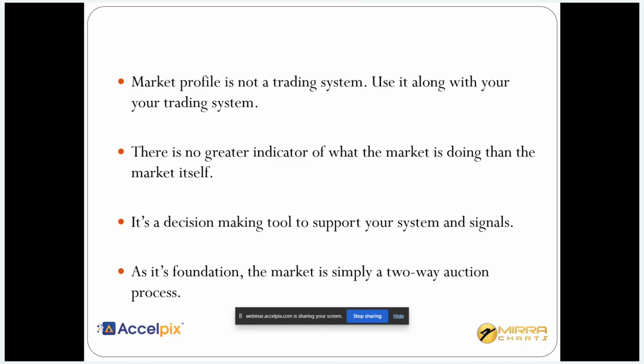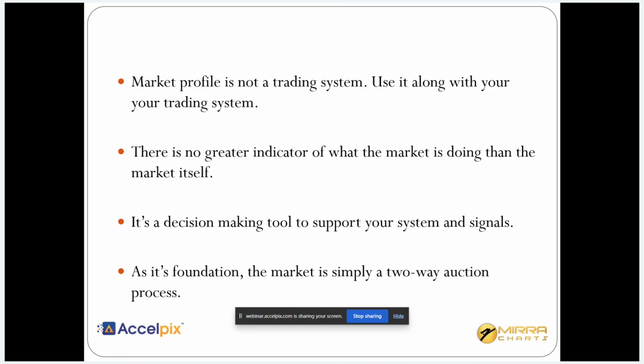I use market profile in a pretty different manner, where I find what is happening and what the sequence of the price is going to be after that. So mainly market profile is a decision making tool to support your system and signals. It is a strong decision making tool to support whatever system and whatever signal generating things you have.